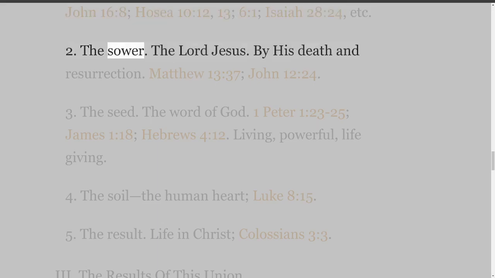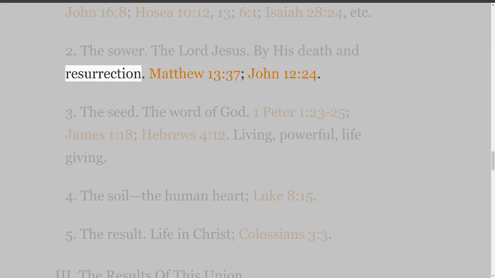2. The sower, the Lord Jesus, by his death and resurrection. Matthew 13:37, John 12:24.